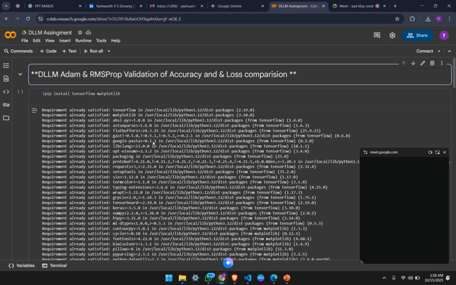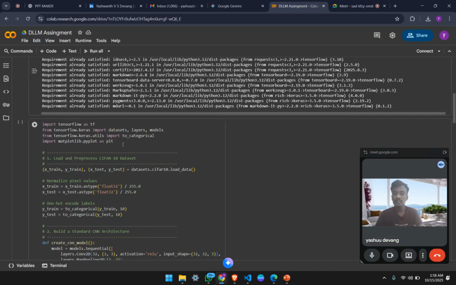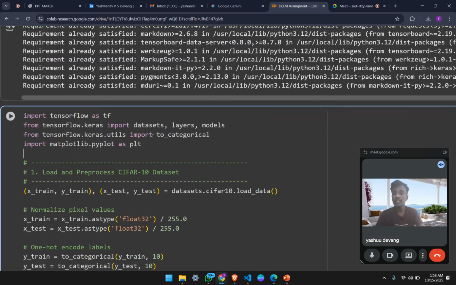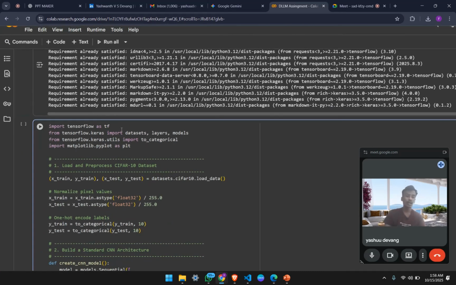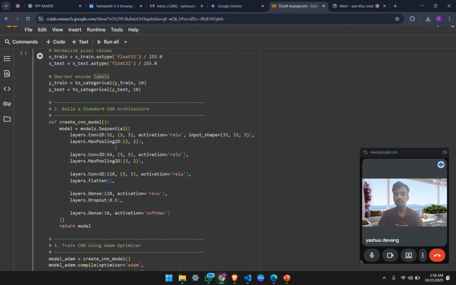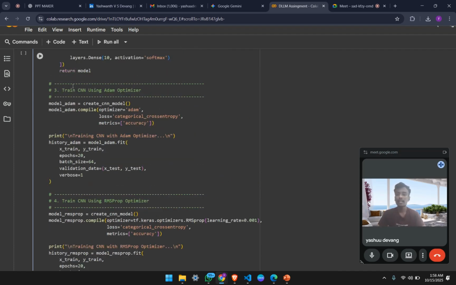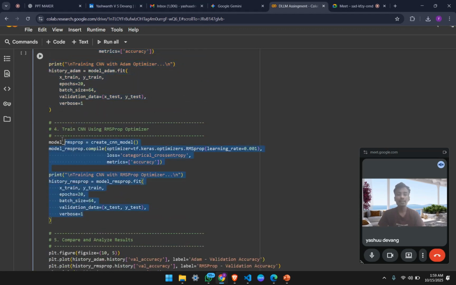Here I have used a lot of libraries, and you can see I have used TensorFlow and Matplotlib because I need to plot graphs. Here I have used the training and testing split, so the model is going to train on 80% and test on 20%. Now this is my coding part. After running, you can see this is the Adam optimizer part, and this is the RMSprop optimizer.